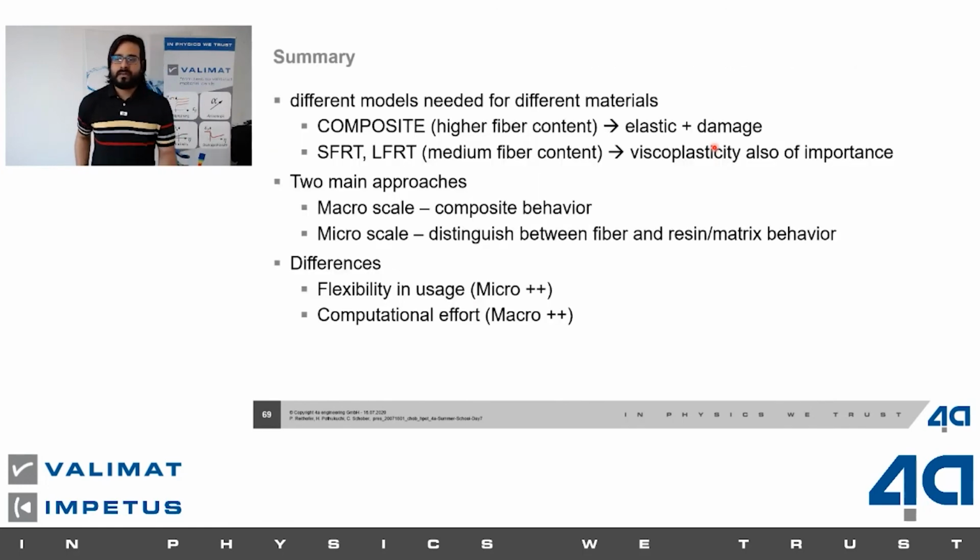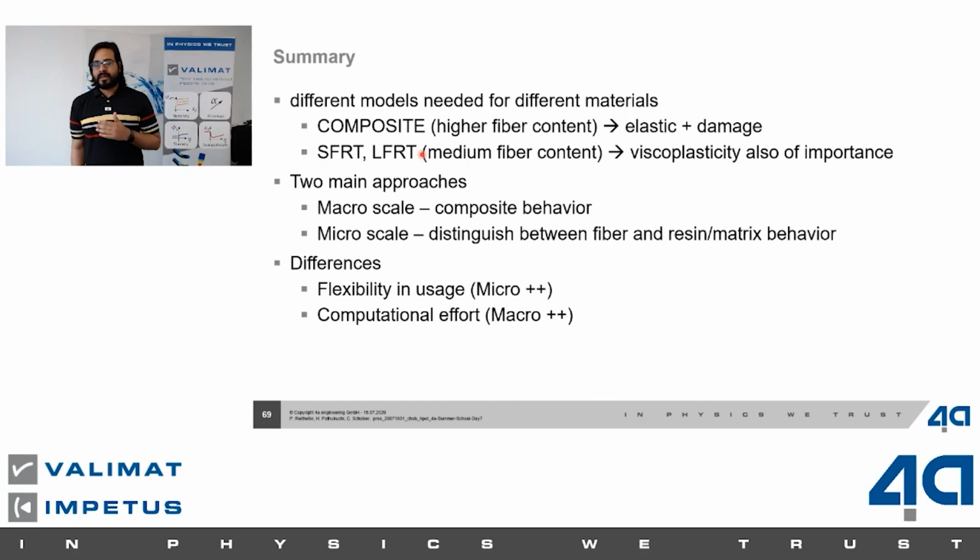As a summary from today, different models are needed for characterizing different materials. For example, we have composite material models and we have the SFRT, LFRT, which differ in your fiber content. Peter gave you an introduction of basically 2 main approaches. One is the macro scale composite behavior, and then the micro scale behavior that distinguishes between the fiber and the matrix behavior.